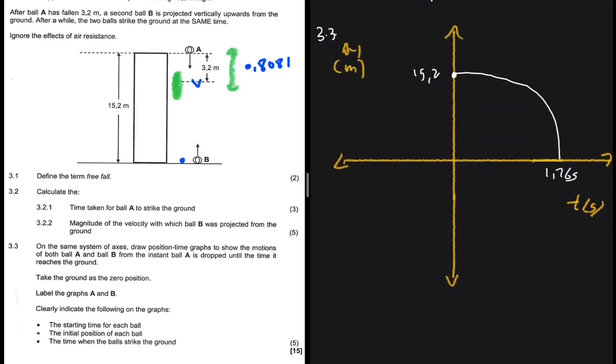And now we have to go to ball B. Ball B is only projected 0.8 seconds later. So we have 0.8 here, that is the time at which it is projected. And then it goes up to its maximum height, which is less than that of ball A. That's easy to see. But then they strike the ground at the same time. So I think we should have something like this. I wonder what you think. Can you please let me know in the comments if we have the same position-time graph?